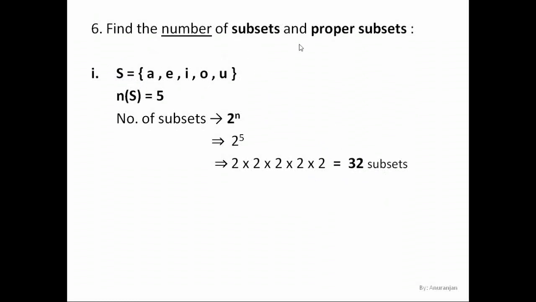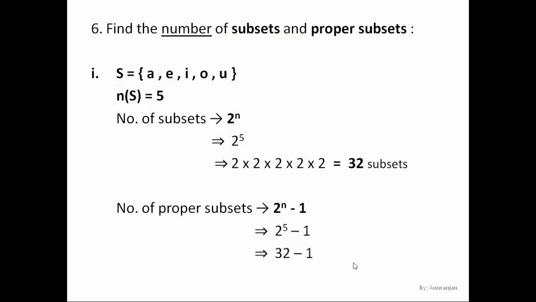Now let's find the number of proper subsets. Now what is the formula for proper subsets? We just subtract 1 from the number of subsets. So the number of proper subsets is equal to 2 to the power n minus 1. So 2 to the power n means 2 to the power 5, n is the cardinal number. So 2 to the power 5 minus 1. And what is the value of 2 to the power 5? 32. So we can say 32 minus 1, which gives you 31 proper subsets. So always remember that the number of proper subsets is 1 less than the number of subsets. Okay.